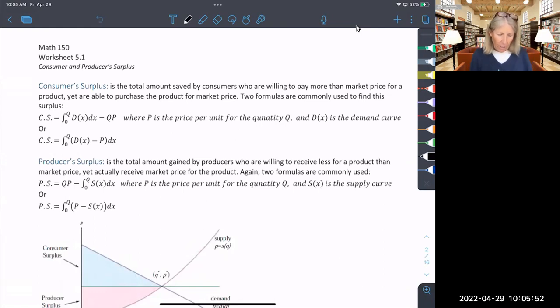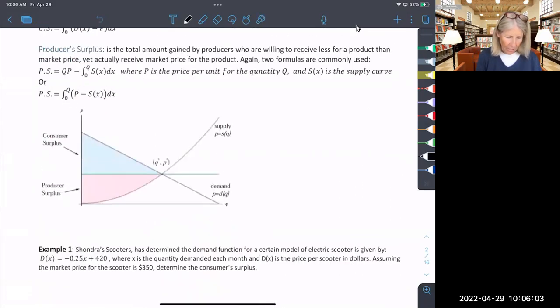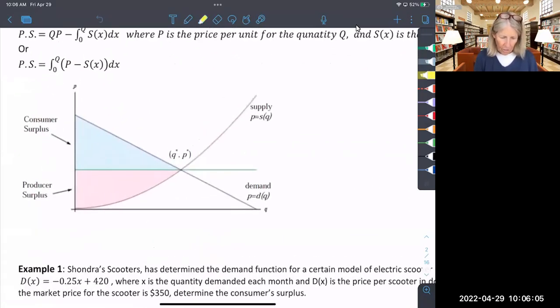So graphically, I think is a great way to look at these, because if you understand the graph, it makes the formula make a lot more sense. So let's take a look at this picture here. We have a supply function here. This is the function that's increasing. We have a demand function here. That's the function that's decreasing.